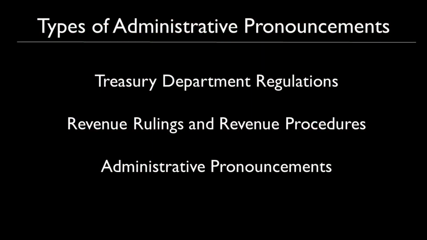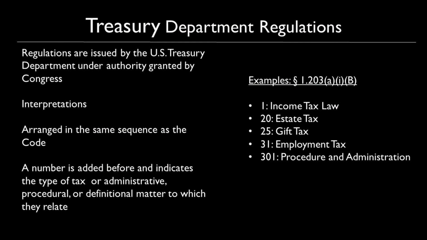So the 3 types of administrative sources of law, those created from the Internal Revenue Service and the Treasury Department, are Treasury Department Regulations, Revenue Rulings and Revenue Procedures, and Administrative Pronouncements. Treasury Department regulations are regulations issued by the U.S. Treasury Department under the authority granted by Congress. The interpretations provide guidance on the meaning and application of the code.